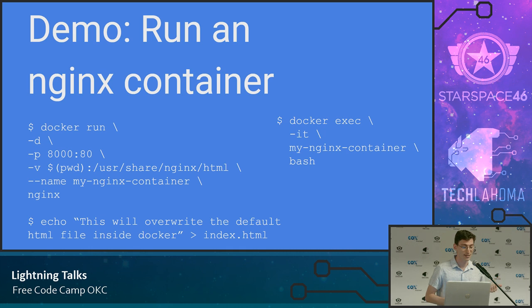The dash D says run it in the background. And then we have this dash P for publish, and this is where you have to interface between the outside computer and the inside of Docker. So the 8000 is the outside port, and the 80 is the internal Docker port. So on your computer, when you run this thing, you'll go to localhost 8000, and Docker will redirect all of the requests inside to the container at port 80, okay?